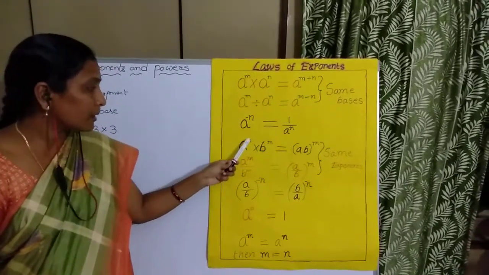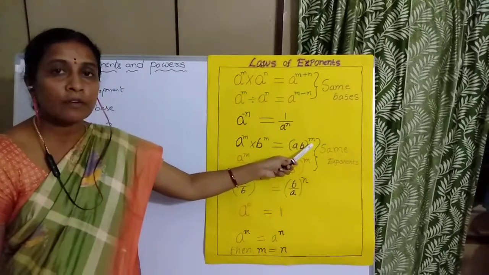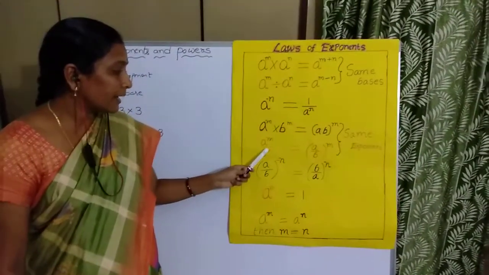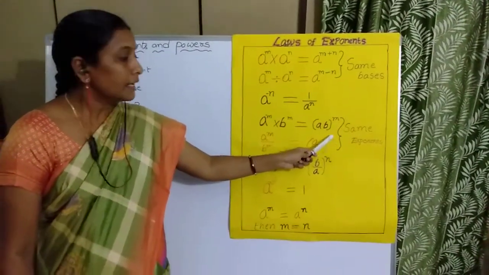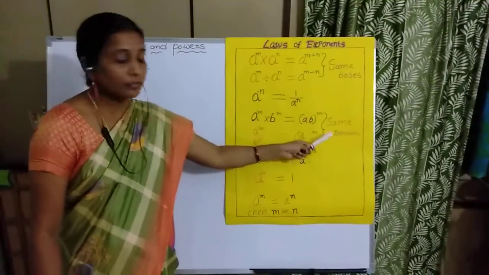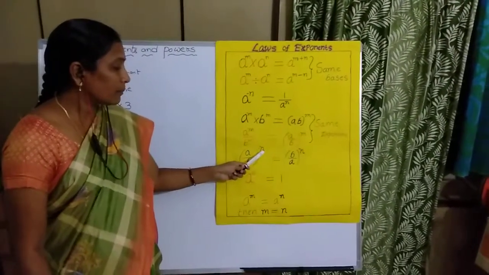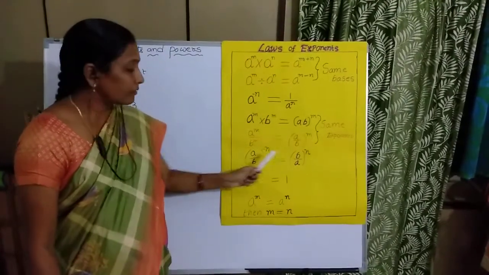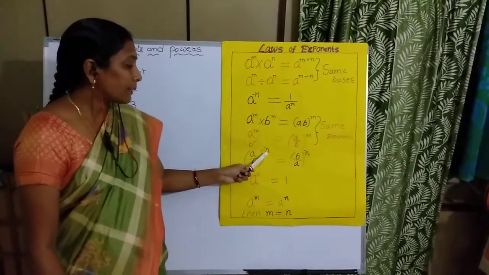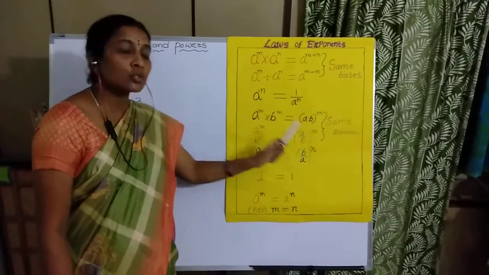And a to the power m into b to the power m is equal to ab whole to the power m. A to the power m by b to the power m is equal to a by b whole to the power m. Here the exponents are the same. Another one, a by b whole to the power minus n is equal to b by a whole to the power n. If the fraction has a negative exponent, then the reciprocal of that fraction has the positive exponent.